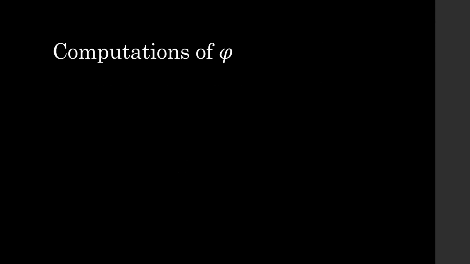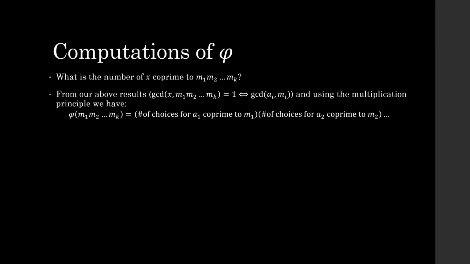So now let's use that for the Euler totient function. What we want to know is the number of x that are coprime to m1 times m2 all the way to mk. So we're going to use our above result, and I've just rewritten it out here, in case you don't remember it already. If and only if this is equal to 1, okay? So we're going to use this, and we're also going to use the multiplication principle.